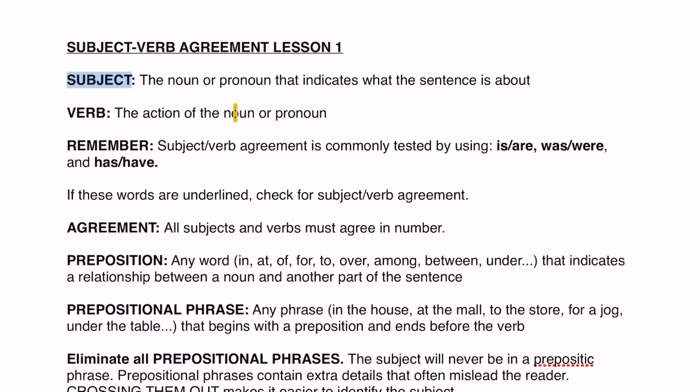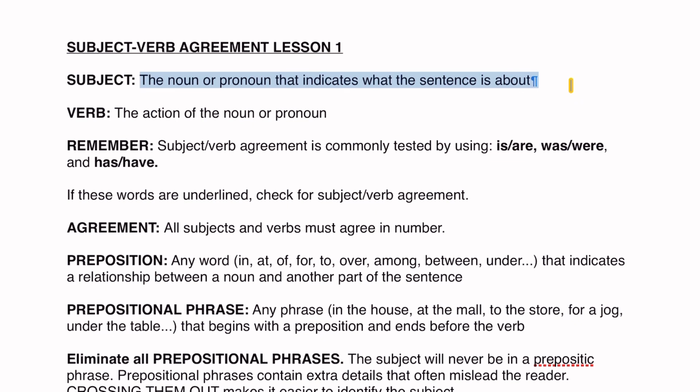What is the subject? The subject of any sentence is the noun or the pronoun that indicates what the sentence is about. يعني هو أصل الموضوع نفسه. When we talk about the subject, هو ده الشخص أو الموضوع. أي جملة has to have a subject. The subject is the thing or the person, the noun or the pronoun that indicates what the sentence is about. To make it easy, I'll give you an example.